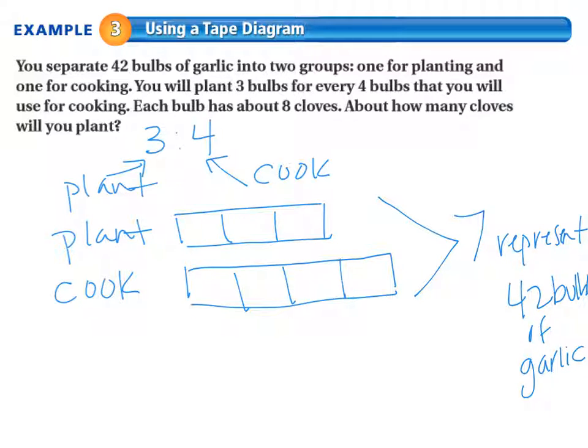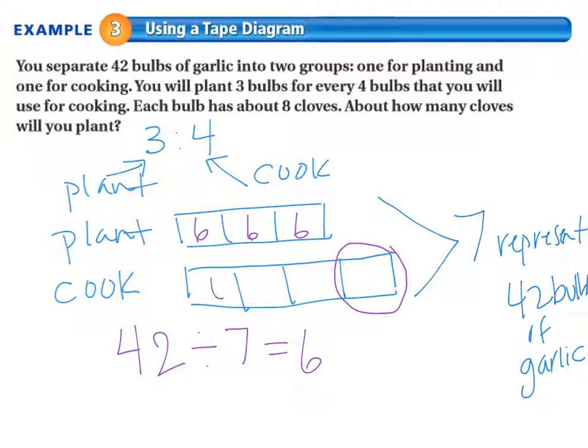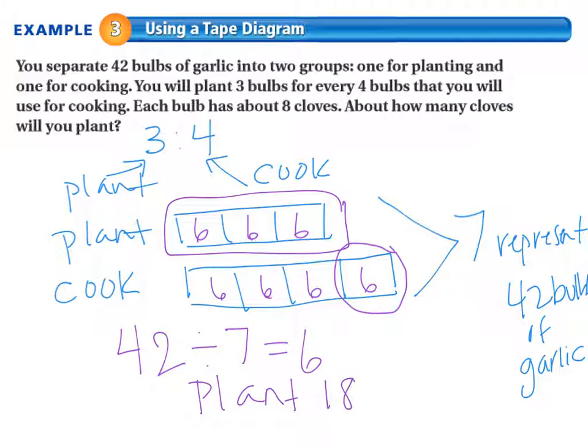Then I need to figure out exactly how many bulbs of garlic each one part represents. I have 7 parts that represent 42 bulbs of garlic. Well, it's another division problem. 42 divided by 7 is 6. So each part is 6. So let's go back to the question. How many cloves will you plant? Well, right here, I'm going to plant 6 plus 6 plus 6, or 6 times 3. I will plant 18 bulbs.